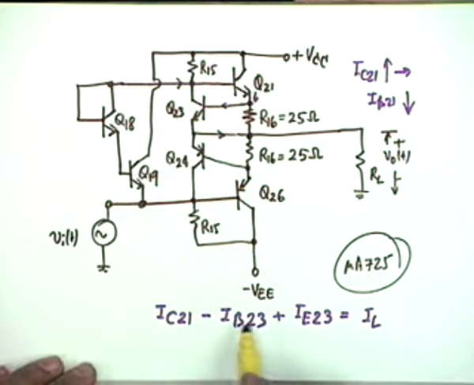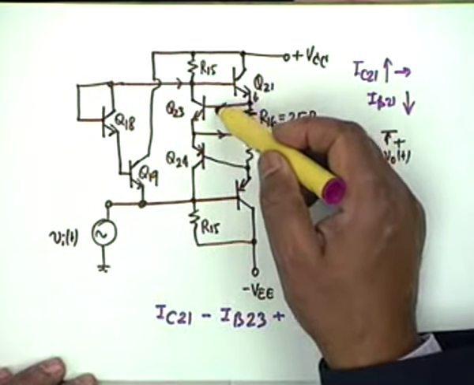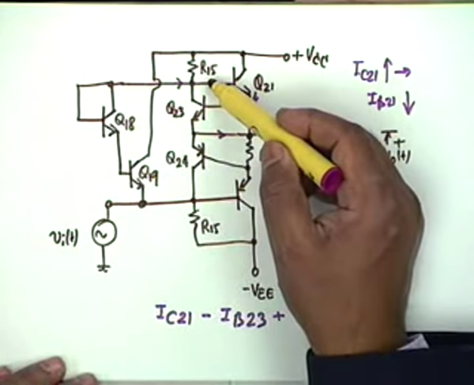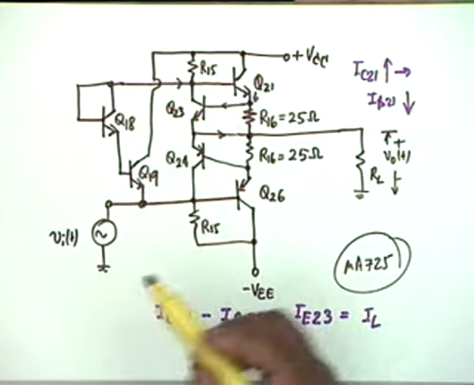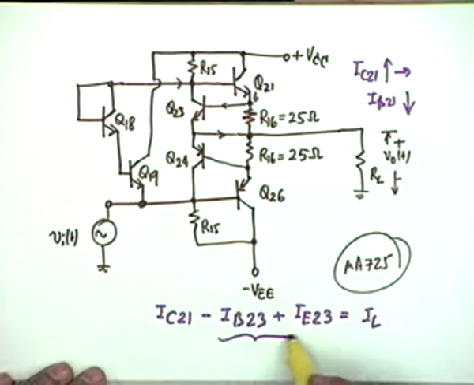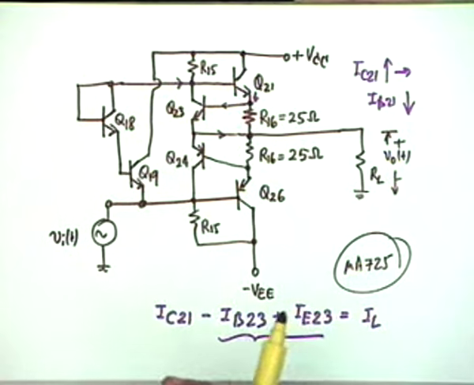Okay, so now these IB23 and IE23 obviously are much smaller compared to IC21. The beta is usually very large, so IB23 can be ignored. IE23 is a part of IB21. Previously we had IB21, part of it is diverted as IC23. Therefore, these two currents are very small, and since IC21 is constrained to have a maximum value of VBE23 divided by R16, IL is also constrained.